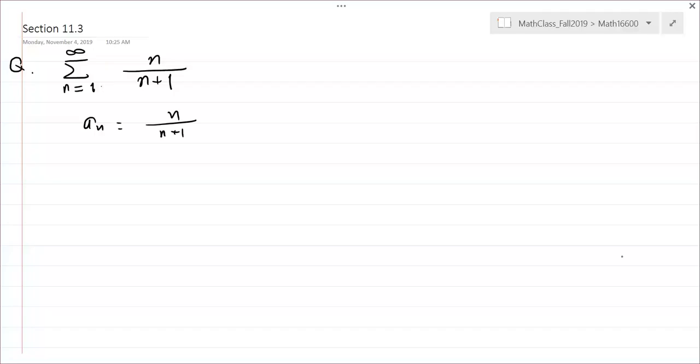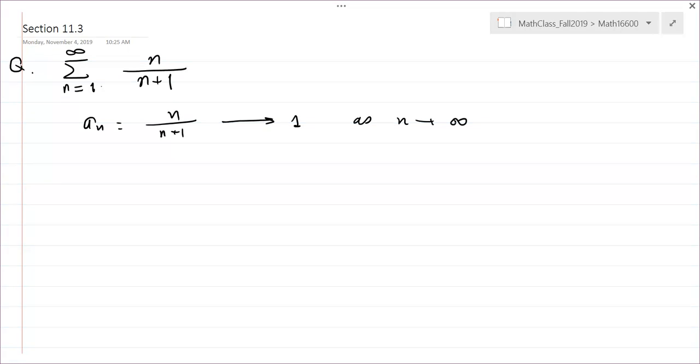Okay, so this is a series we're going to discuss. First of all, you have to answer the question whether it's convergent or divergent. If it's convergent, then you have to prove that. If it's divergent, you also have to prove that. Now, the nth term is n over n plus 1, and this is clearly convergent to 1 as n approaches infinity. So the sequence is convergent, but the series is divergent.